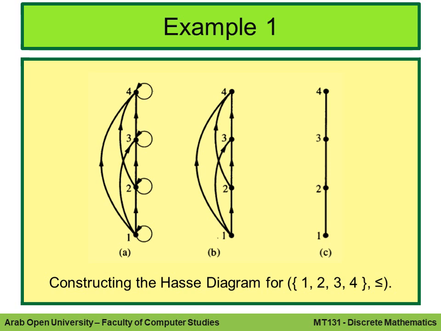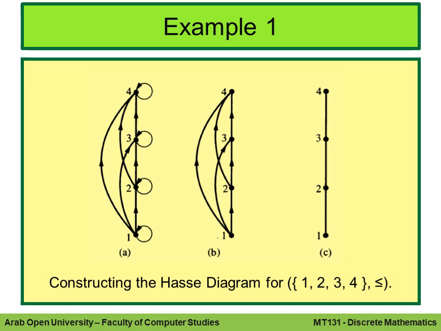The graph in part A is the graph for that relation with all the edges drawn. You see the loops. The loops in this relation mean every number is less than or equal to itself. There is also, for every possible ordered pair in the relation, an edge drawn. For example, 1 is less than or equal to 3, 1 is less than or equal to 2. Every possible ordered pair is there.